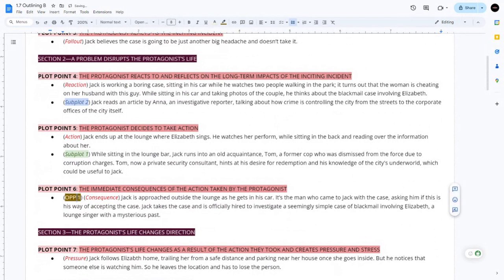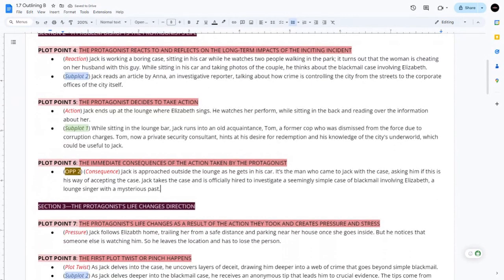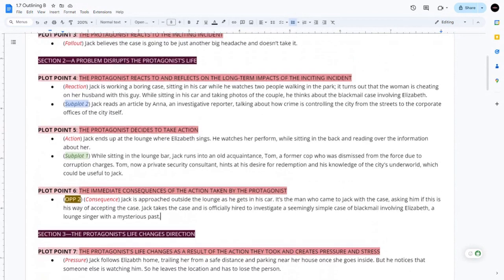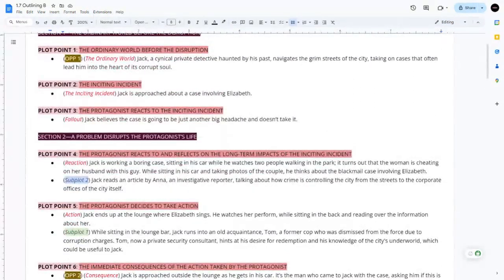I'll set that up there. I actually moved it to number 6, okay? Number 6 becomes the man who came to Jack in the case, and he ends up accepting it. So I changed the flow of it a little bit to make sense. But that means I had to add 4 new plot points.